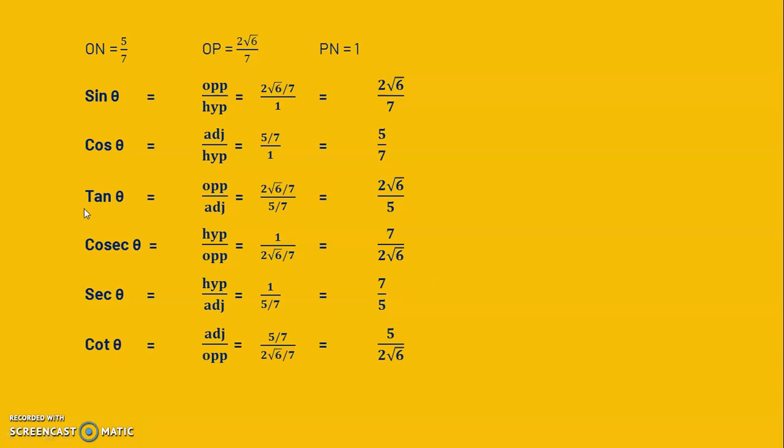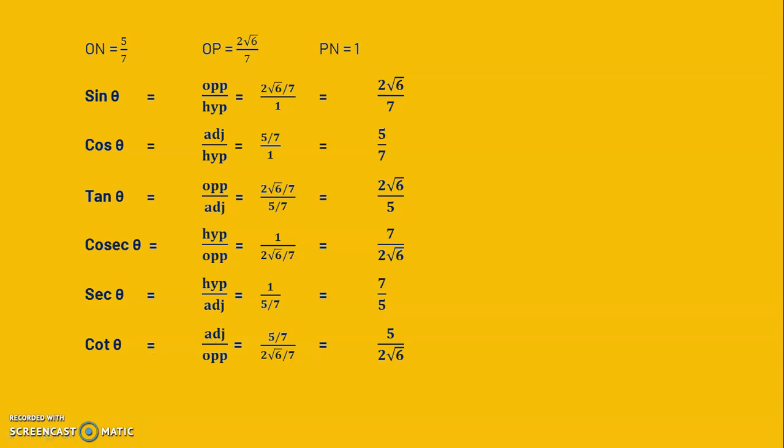And your cot theta is the inverse of your tan theta, so that it is adjacent by opposite, which is 5 by 7 divided by 2 root 6 by 7, and your 7 and 7 get cancelled. So the answer is 5 divided by 2 root 6. So with the help of Pythagoras theorem, all the trigonometric functions with respect to theta have been found out here.